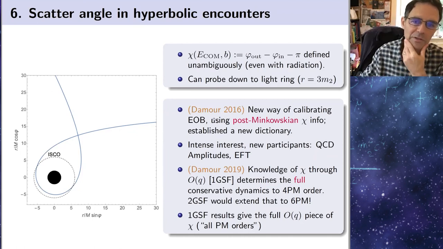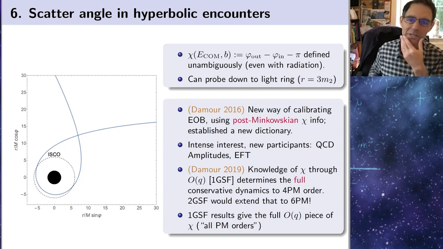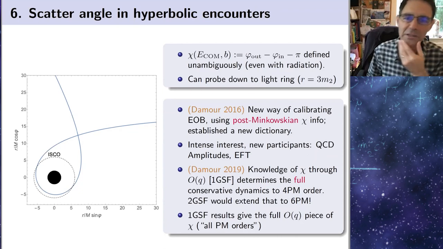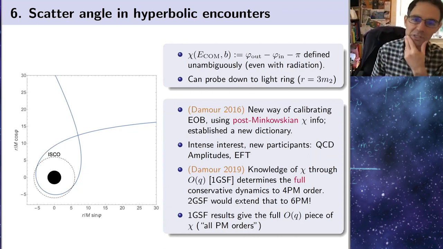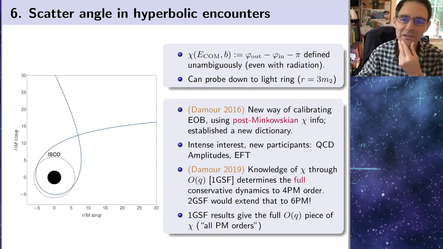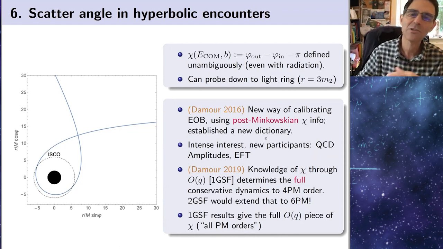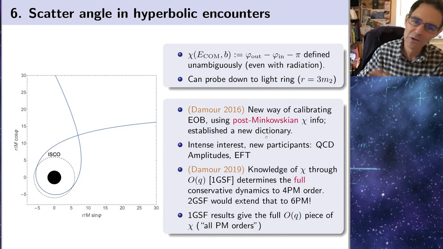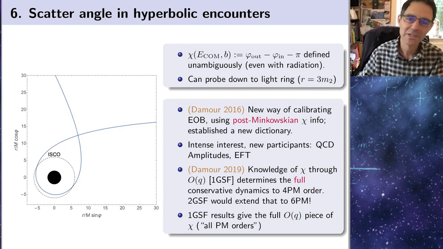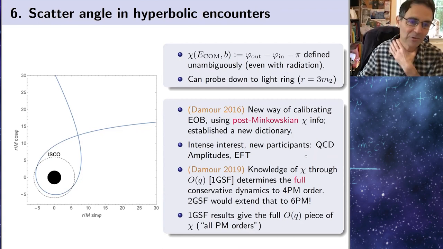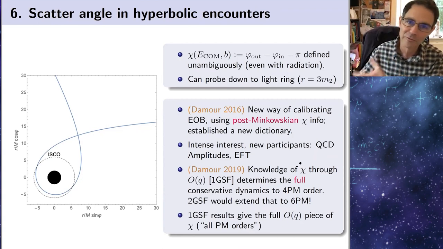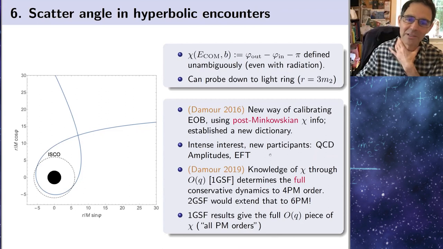Now, by 2016, I think Thibault gave up on us calculating this in self-force. So he went on and showed a completely new way of calibrating EOB using post-Minkowskian information on chi. So there's an all new dictionary that translates from post-Minkowskian to EOB and deserves its own talk. There was a lot of interest around the time because there was fast progress in PM theory because new participants came, people from QCD amplitudes who know how to calculate this thing and found a way of converting their calculations to gravity calculations.